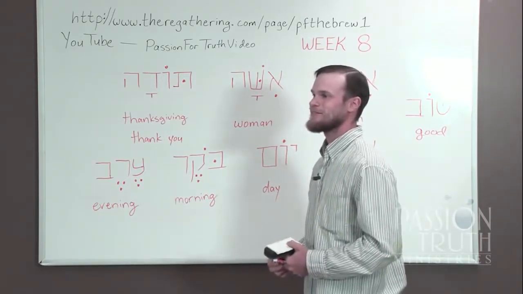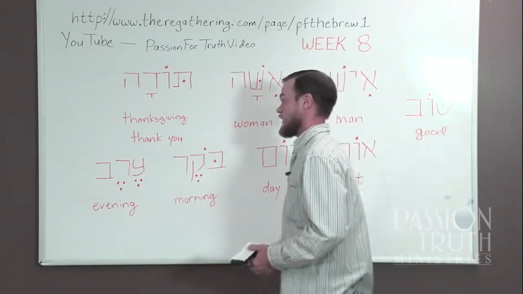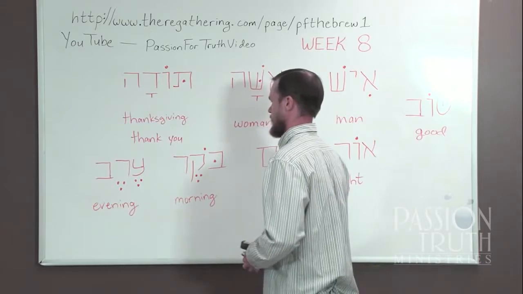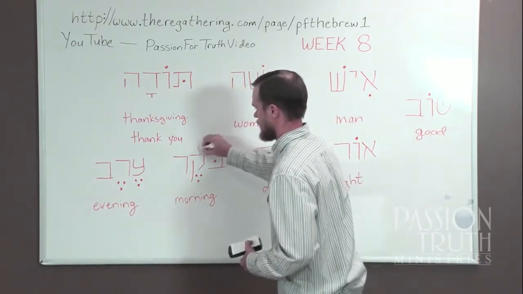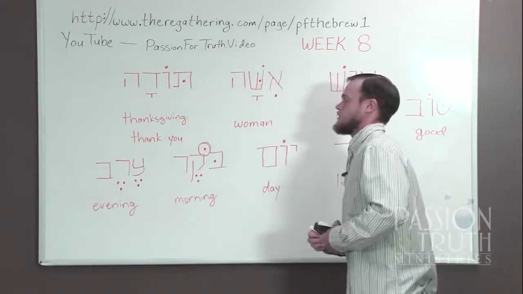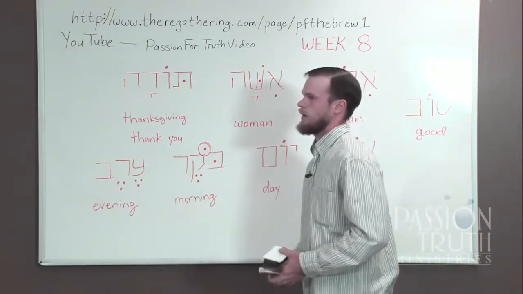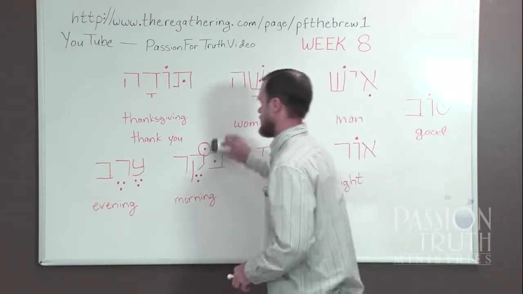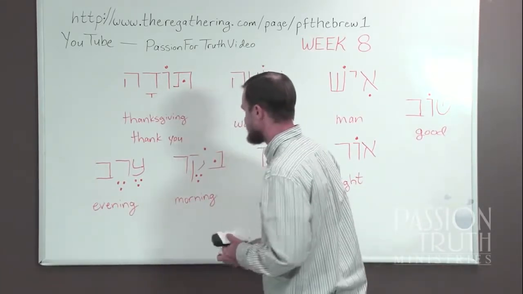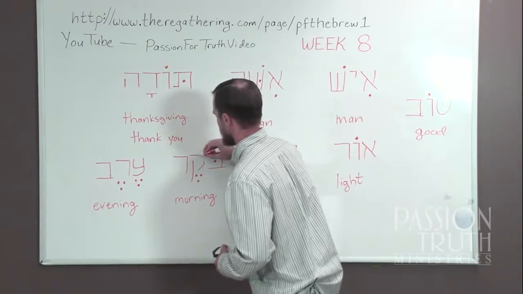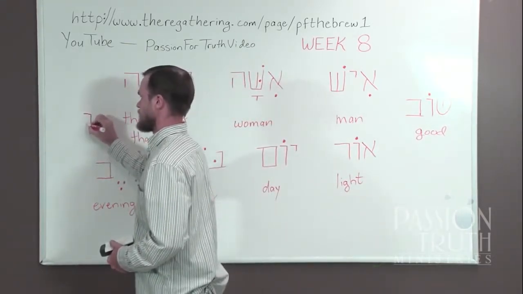Dots above and dots below are the same? No. Most vowel sounds will be found below, with the exception of the cholam. The single dot above will be a long O. A single dot beneath will be a short I. But that's the one exception. The rest of the vowels you will find below the letters, except for the shuruk, which is always with a vav.